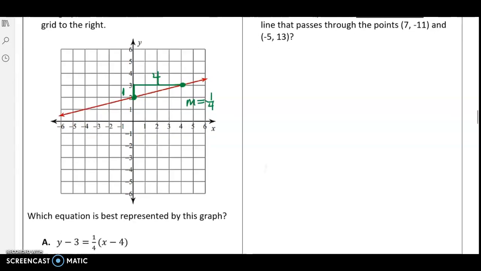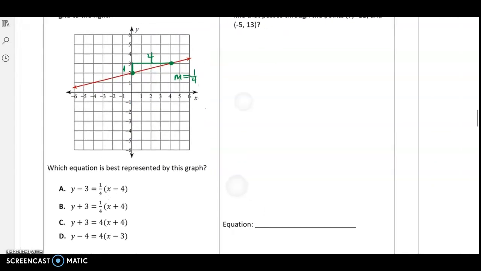So let's have a look at our answer choices here. Only 2 of them have a slope of 1/4. This one and this one. So let's go ahead and eliminate these 2 answer choices. Now, a lot of people accidentally do 4 divided by 1. Remember, guys, the rise goes on top. The 1 goes on top, not the 4.